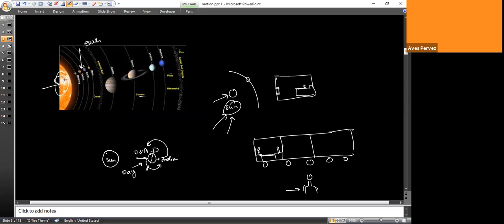Okay, and due to revolution, we have seasons. The earth also revolves around the sun. The earth rotates and revolves both.